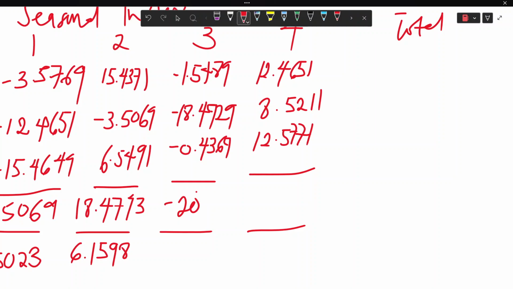Negative 20.4787. Also an average of negative 6.8262.